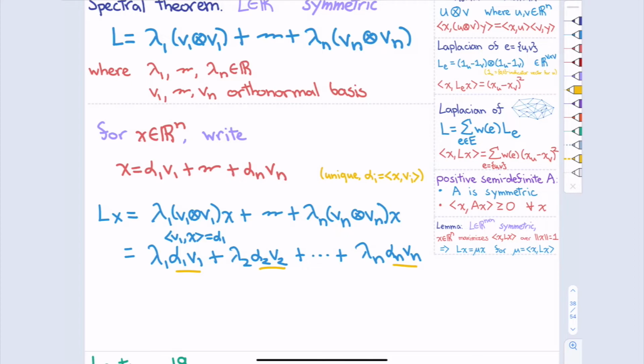And so what you see L doing is working in the basis given by v1 to vn, and it's just stretching out each of the coordinates. It stretches out the first coordinate by lambda 1, the second coordinate by lambda 2, the nth coordinate by lambda n. What does that mean? That means L, up to rotation, up to some change in basis, is a diagonal matrix.